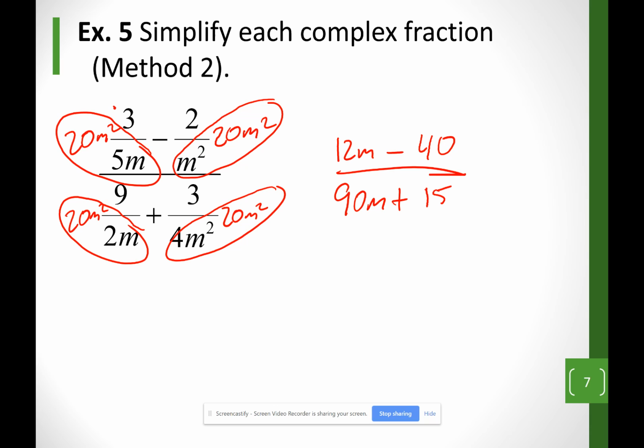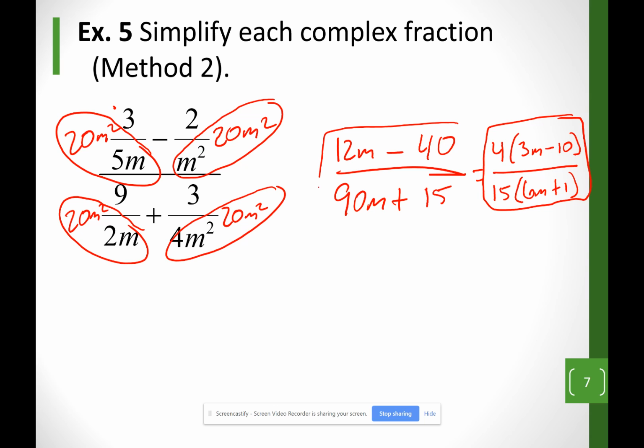Simplify if possible. Looking at the top, 12 and 40, I can divide each by 4, or at least I can factor a 4 out. So I have 3m minus 10. Looking at the bottom, 90 and 15, I can factor a 15 out. So I'm going to have 6m plus 1. Nothing cancels out, so I just factor them to see if I could cancel anything. Nothing does. So this answer or this answer, they're both correct.